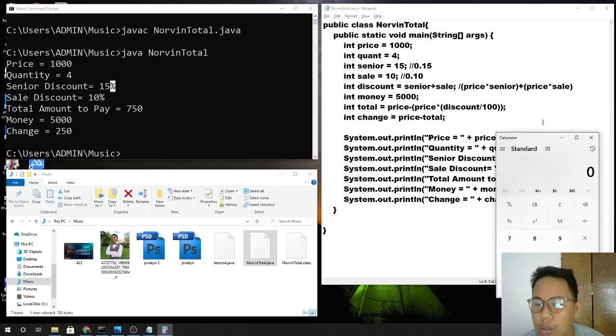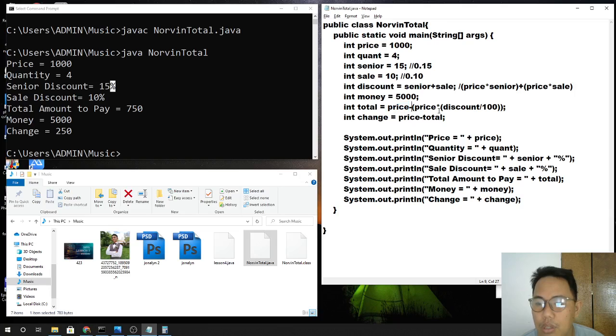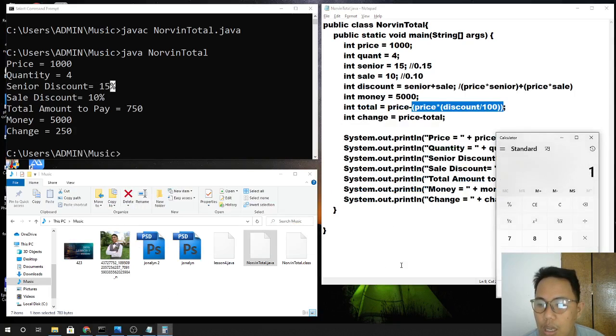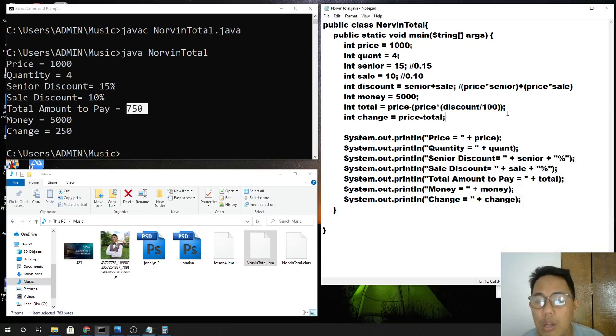So price is, discount is 25 divided by 100, so that's 0.25. So price is 1,000 times 0.25, so 250. That's why it shows here 250. And then we still have to subtract the answer of this one from the price. So 1,000 minus 250 is 750. That's why it shows here 750, right? Well, this one is actually correct. However, again, the senior and the sale discounts must be taken out from the total after you multiplied price and quantity. We should not get the discount on the price itself, right?